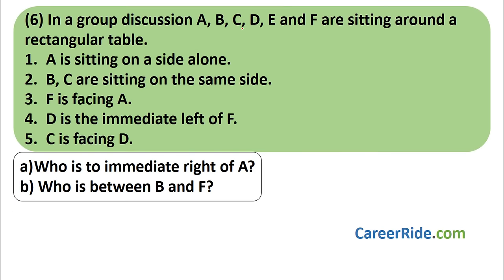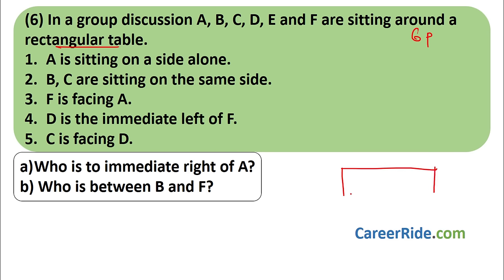In a group discussion, A, B, C, D, E and F are sitting around a rectangular table. A is sitting on a side alone. B, C are sitting on the same side. F is facing A. D is the immediate left of F. C is facing D. Again, over here they have not mentioned whether the people are facing inwards or outwards. So, what to do? Let's see. First, count the people. How many people are there? 1, 2, 3, 4, 5, 6. Six people are there. Draw the rough arrangement.